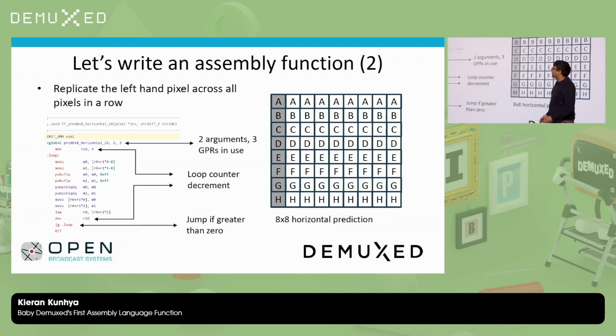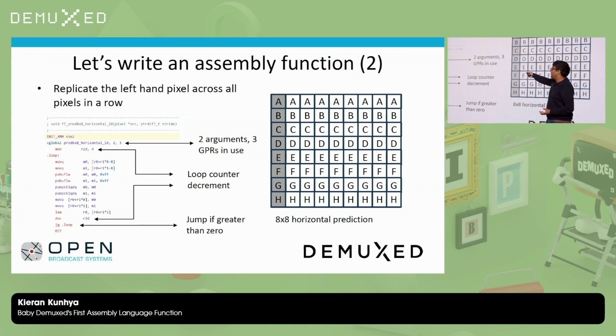So the goal of this is to replicate all of the pixels on the left across the entire 8x8 block. And so let's talk more about the loop structure first. This function is, broadly speaking, a for loop. So let's talk about the actual setup of the for loop first.